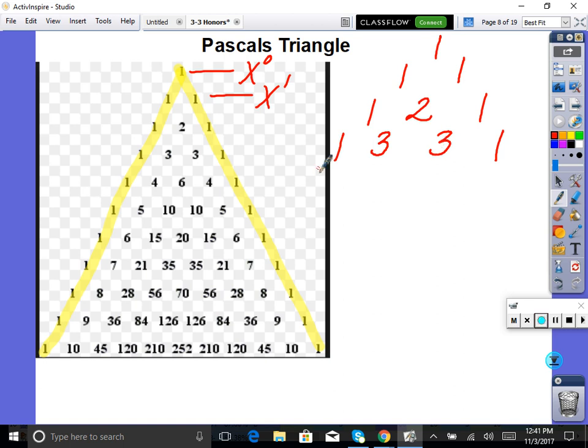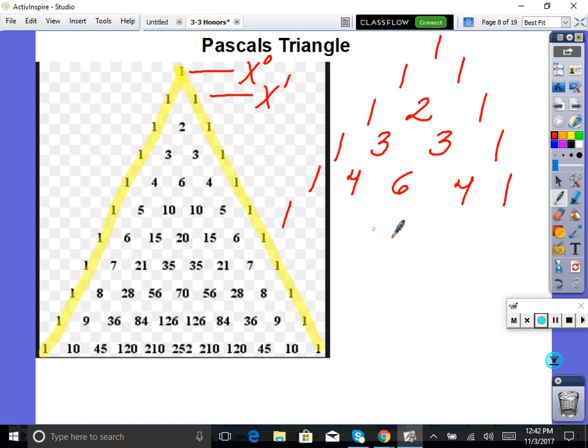Let's keep going. 1s go on the diagonal. Look, 1 plus 3 is 4. 3 plus 3 is 6. 3 plus 1 is 4. What happens is when people get this messy and they don't have it lined up nice and pretty, it gets confusing on which 2 you should be adding. So make sure you really keep it nice and pretty.